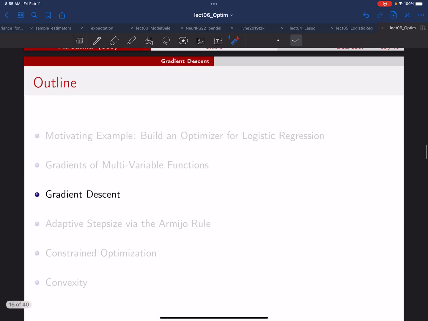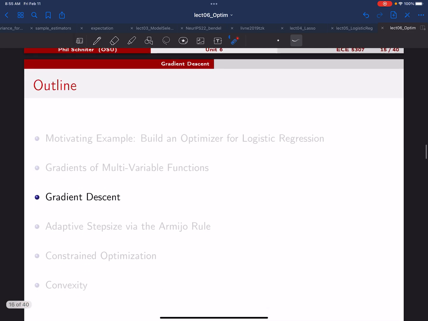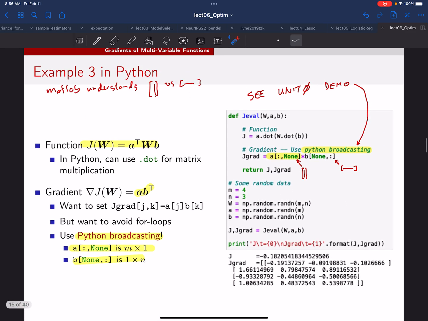So this is a good time to stop. Next time we'll talk about how to use the gradient to do optimization using gradient descent. For now, we learned all about the gradient, and that's enough. Any last questions? All right, have a great weekend, guys.